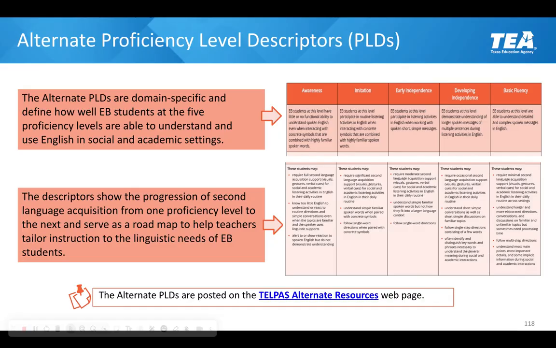The TELPAS alternate resource page has a link to the alternate proficiency level descriptors and explains how you rate each student in each domain. You may rate them in the awareness stage, imitation, early independence, developing independence, or basic fluency based on each part of the PLDs.